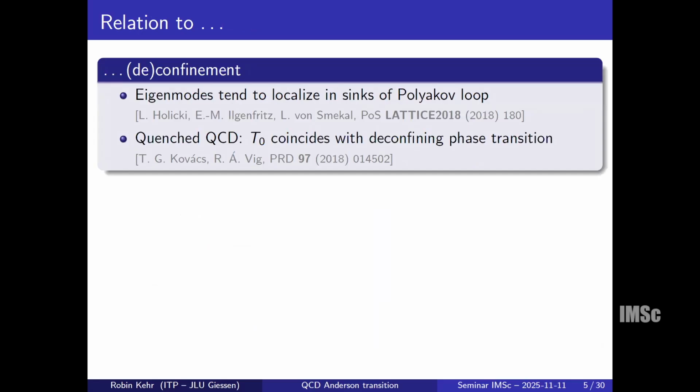Yeah. So exactly this year, because it was found that the eigenmodes tend to localize in the sinks of the Polyakov loop, which means the sinks of the real part. And then in quenched QCD, T_c actually coincides with the deconfining phase transition. Of course, in full QCD, it's more complicated, but there is some correlation to the Polyakov loop. So this is kind of the intuitive explanation for that behavior.